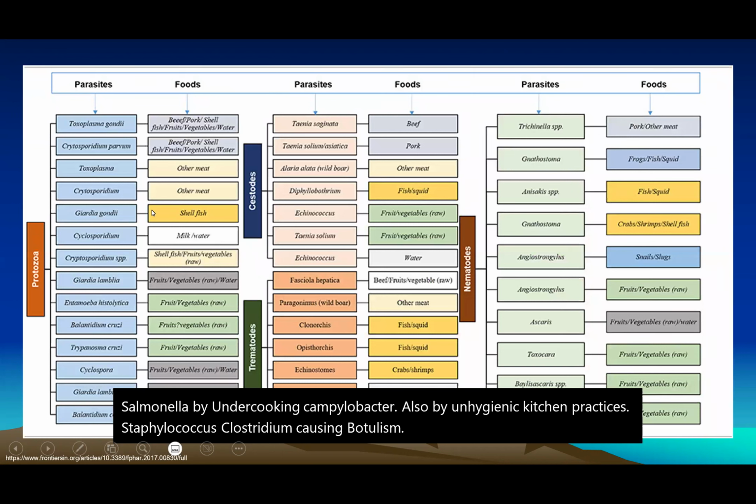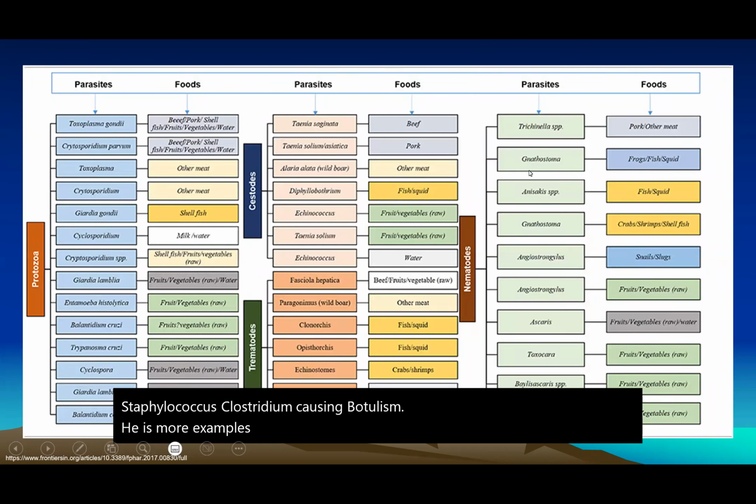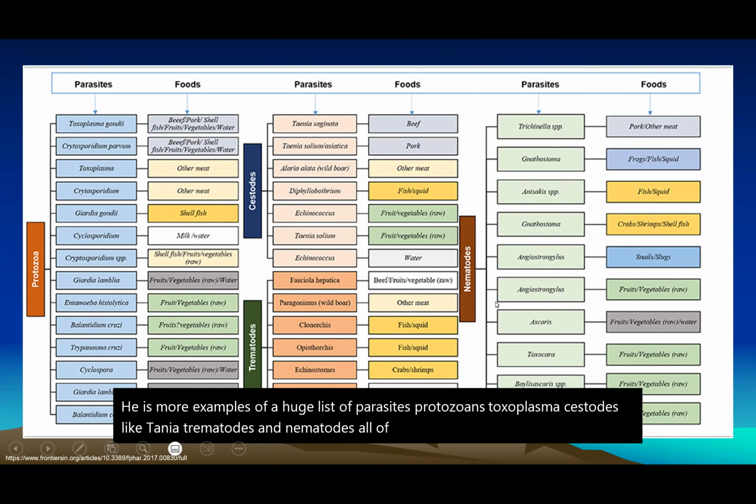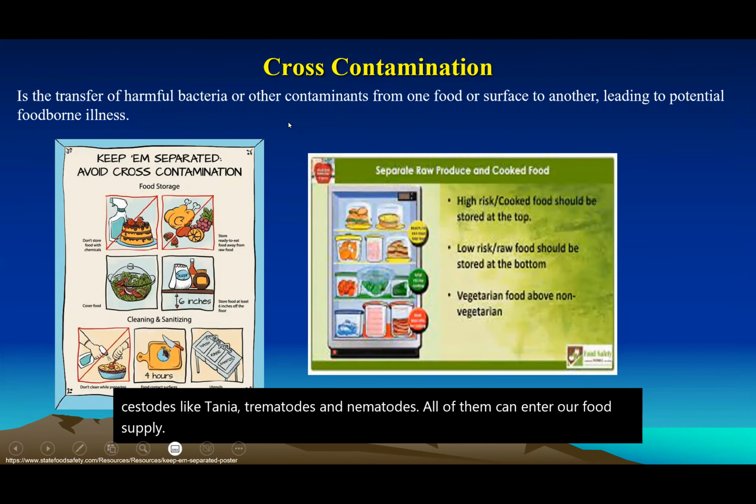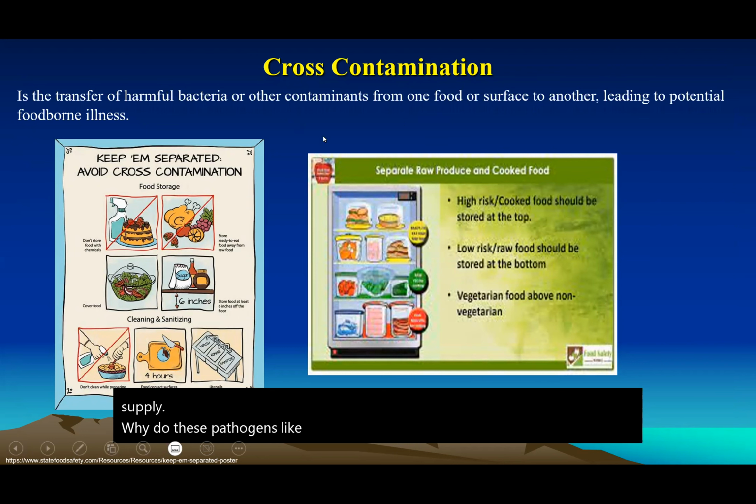Here's more examples of a huge list of parasites, protozoans like Toxoplasma, cestodes, like Taenia, trematodes, and nematodes. All of them can enter our food supply. Why do these pathogens like food? That is the ideal medium for them to grow.